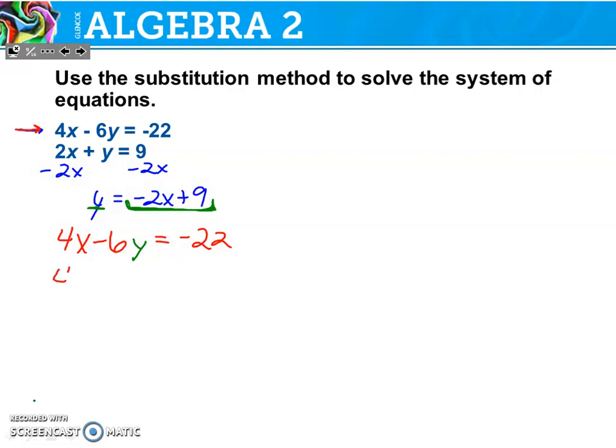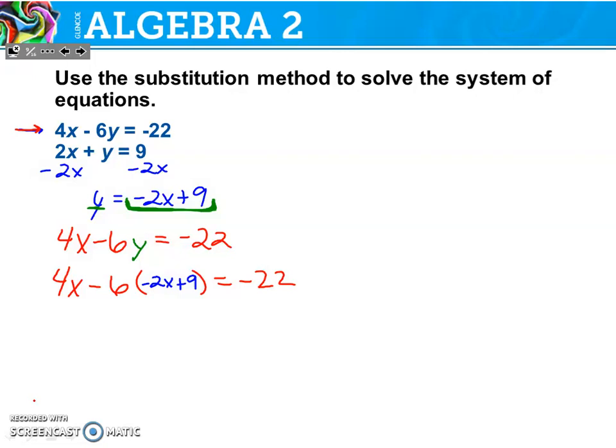So I've got 4x minus 6. Sorry, I'm struggling to write here, guys. 4x minus 6y. And what am I going to plug in for y here? Well, I'm going to plug in that negative 2x plus 9. That's my substitution step. Okay? And then that equals negative 22.